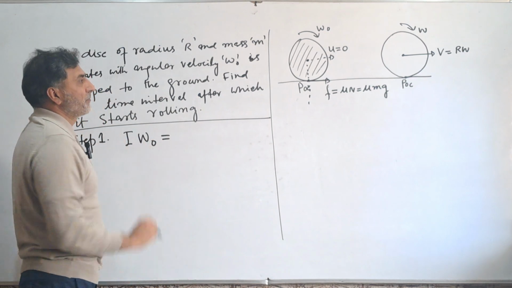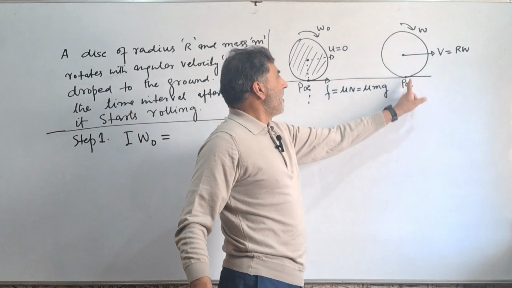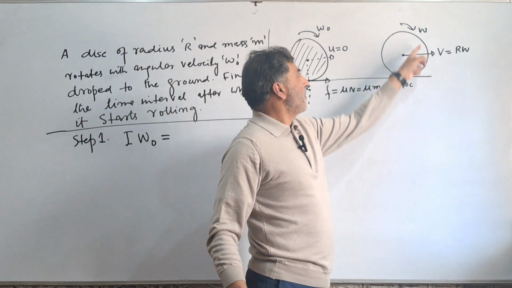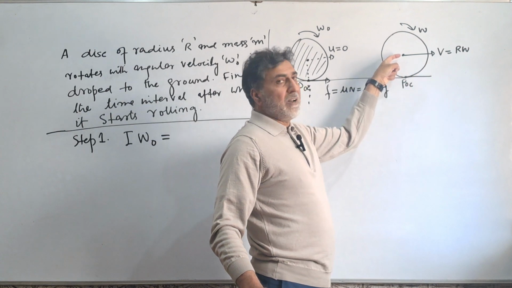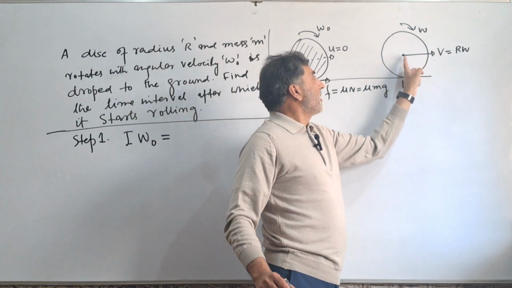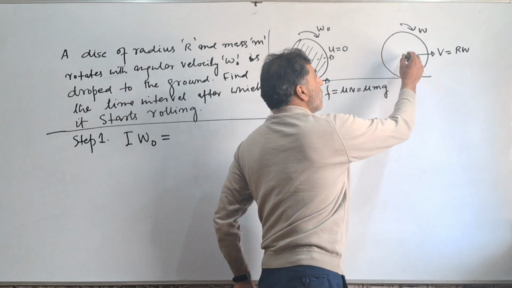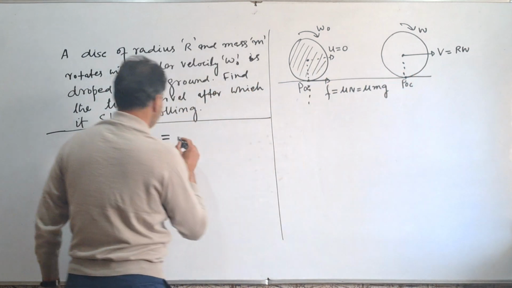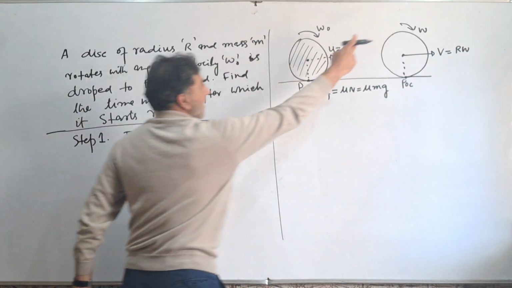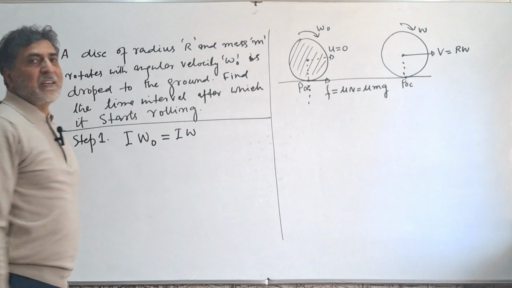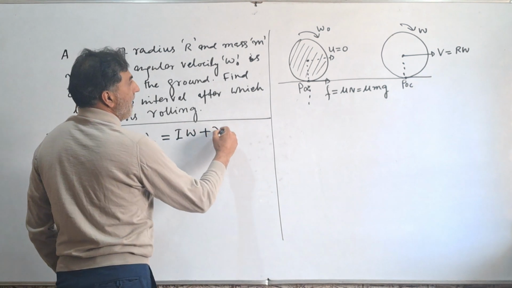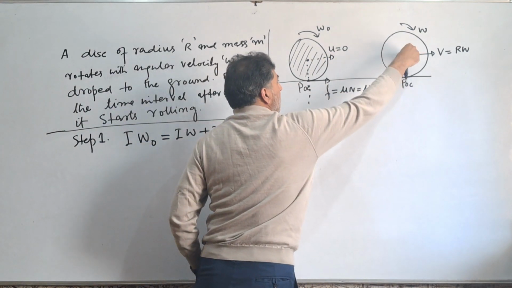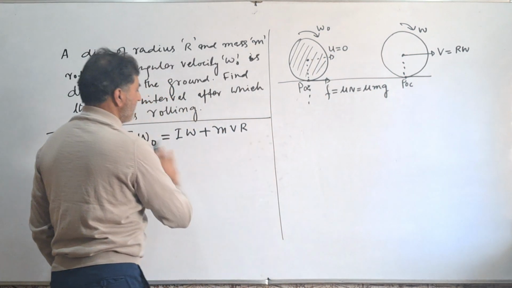This should be equal to what? What is the angular momentum of this body about this point here? About this point it has two angular momenta. One is the spin angular momentum I omega, the other is the translational angular momentum, because the center of mass is moving in the forward direction. So what is the angular momentum of the body about this point now? That is I omega, if omega is the final angular velocity when it starts rolling, plus m v, that's momentum forward, into R. This is the equation.